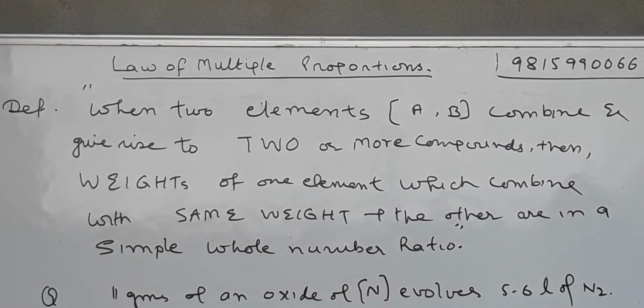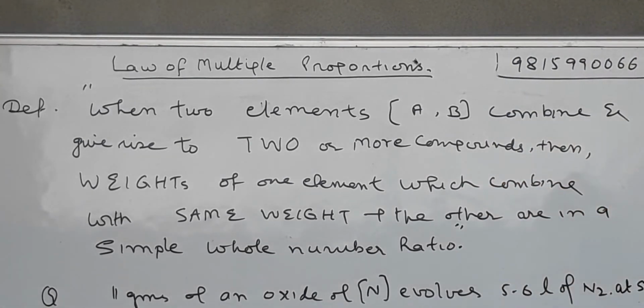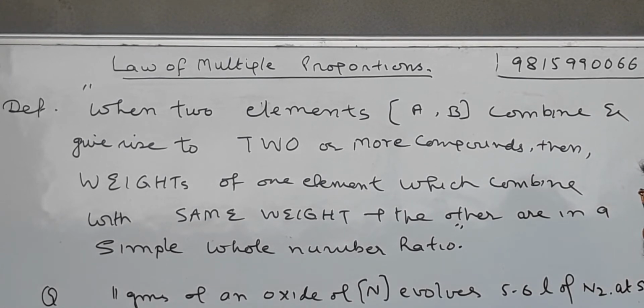Now, there are two oxides, an oxide and another oxide. This oxide of nitrogen evolved this volume of nitrogen at STP, so that we can apply Avogadro's law. 15 grams of another evolves the same volume of oxygen, again at STP. We have done in mole concept: 1 mole of nitrogen, which has weight equal to 14 into 2, 28 grams, occupies a volume of 22.4 liters. 1 mole of oxygen, which weighs 16 into 2, 32 grams, occupies a volume of 22.4 liters at STP.